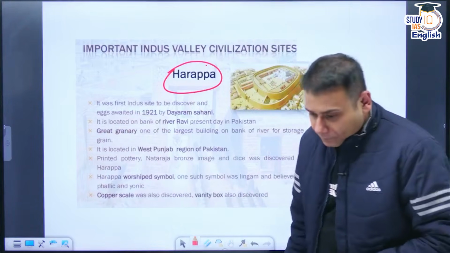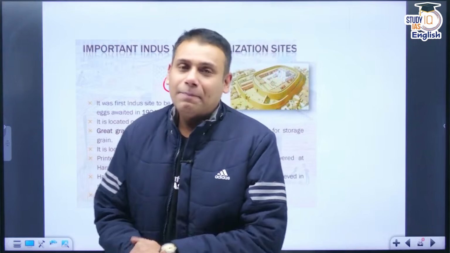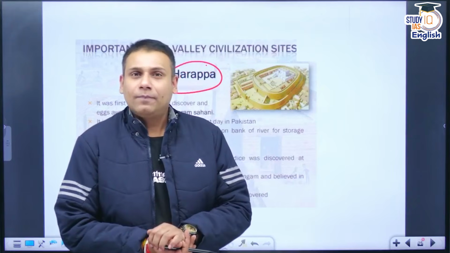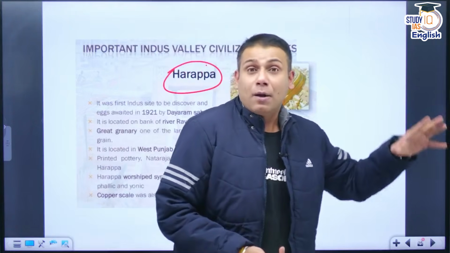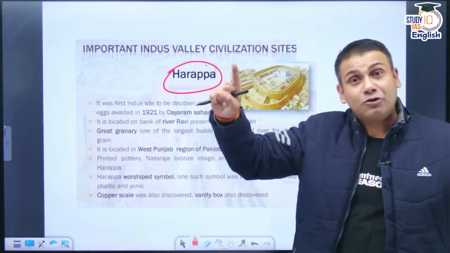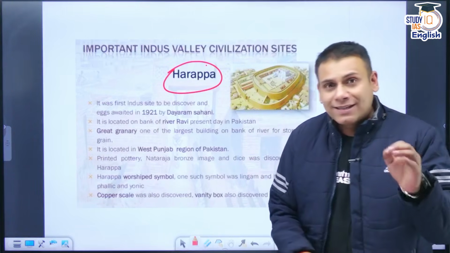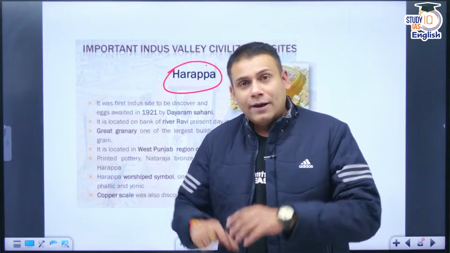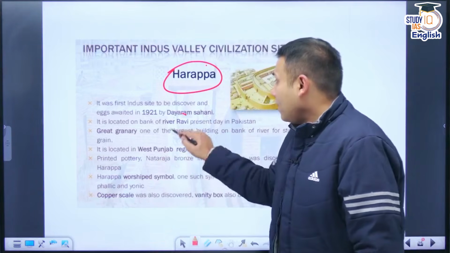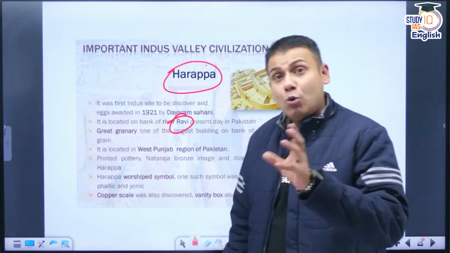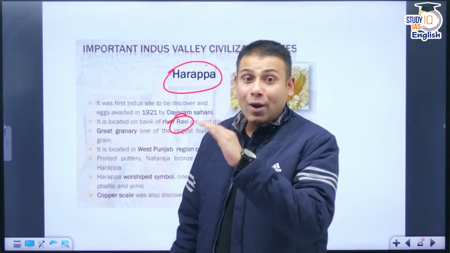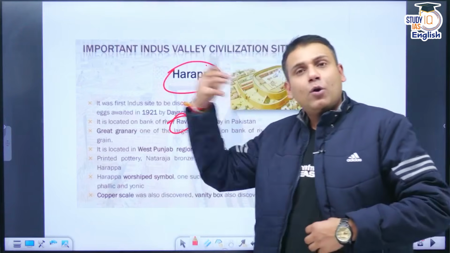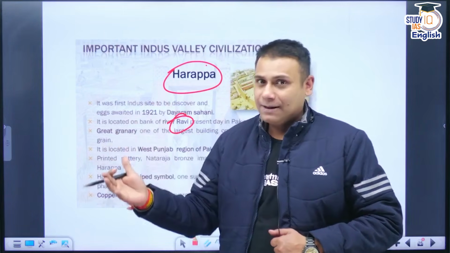Harappa. As we have discussed previously, Indus Valley civilization is also referred as Harappan civilization. And why is it called Harappan civilization? Because Harappa was the first site to be discovered. It was discovered in 1921 by Dayaram Sahani. It is located on the banks of river Ravi, which is also referred as river Parushini in Sanskrit literature or Vedic literature. So it is located on the banks of river Ravi, which is a tributary of river Indus.